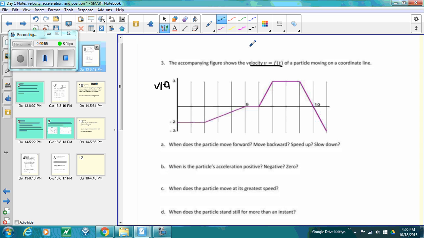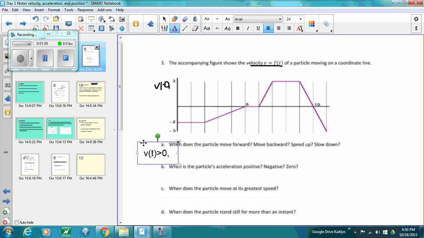The first question says, when does the particle move forward, move backward, speed up, and slow down? So the first thing we want to answer is move forward. The particle moves forward whenever the velocity is positive. If we look at our graph, the velocity is positive when it's above the x-axis, starting here at 6 until we get to 10. We always write our answers for these in interval notation, and you always use parentheses because at the endpoints, the velocity is 0 and not positive.